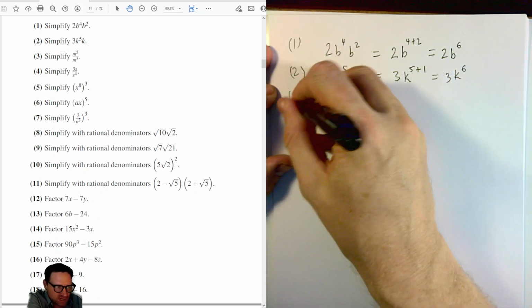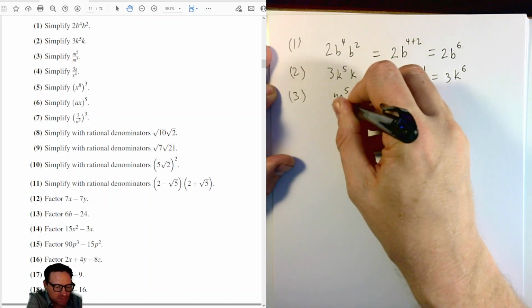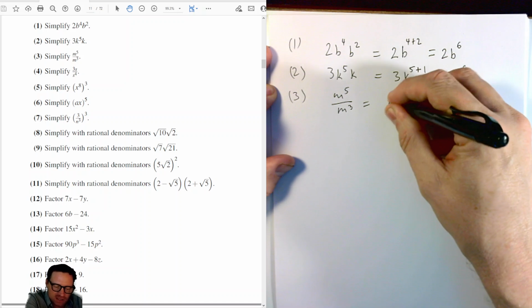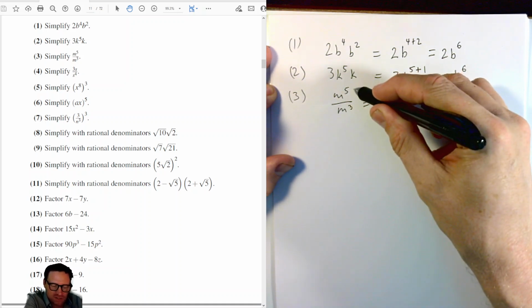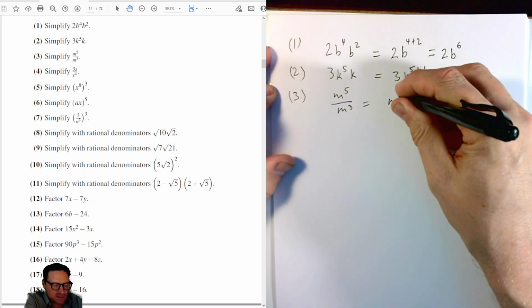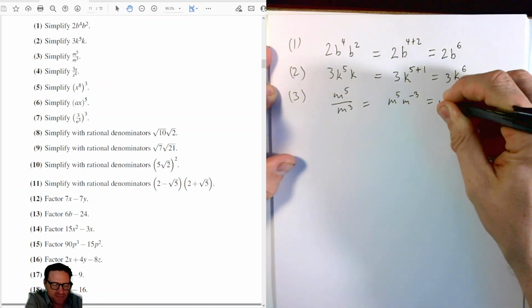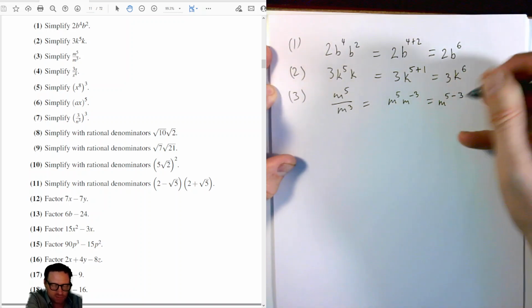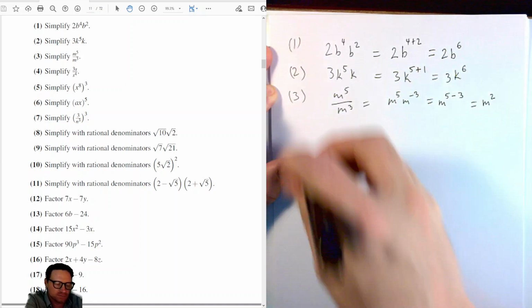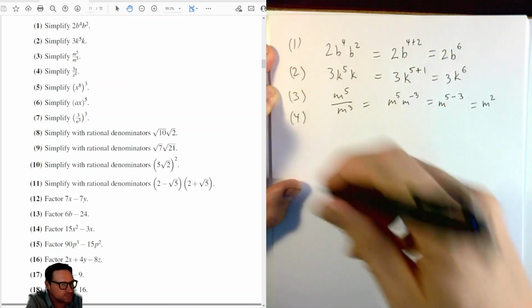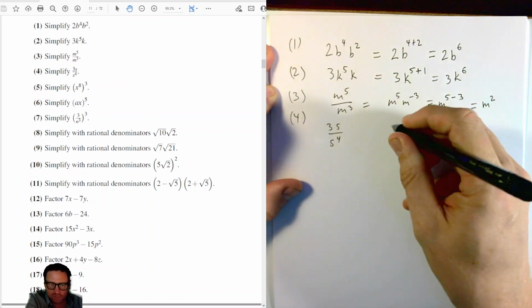Okay, question 3. Simplify m to the power of 5 over m cubed. Well, in this case, we need to bring the m cubed upstairs to the numerator. And so we have m to the fifth times m to the power of minus 3, and that is m to the power of 5 minus 3, adding the exponents, and so we get m squared. Question 4. Simplify 3s over s to the power of 4.